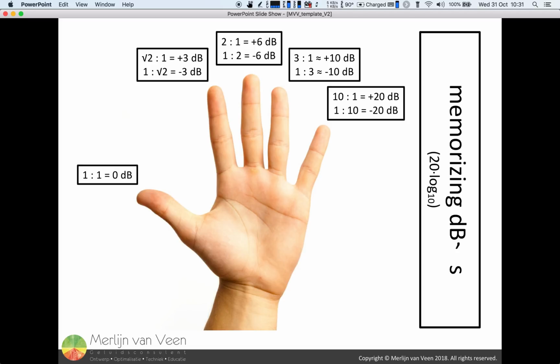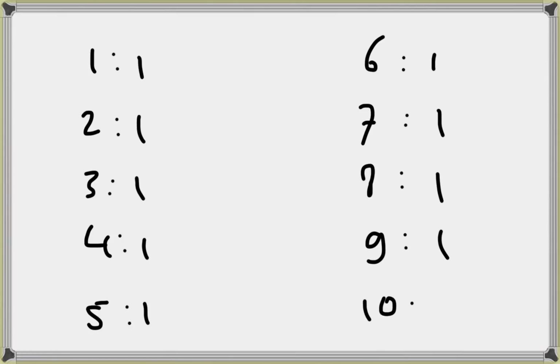And let's see, by applying this system, how far you and I can get, assuming that we can memorize these values. So let's start making a list together. Let's see if we can do 1 over 1, 2 over 1, 3 over 1, 4 over 1, 5 over 1, 6 over 1, 7 over 1, 8 over 1, 9 over 1, and ultimately 10 over 1, and see if you and I can come up with the decibel values that correspond with these ratios, or fractions, if you will.